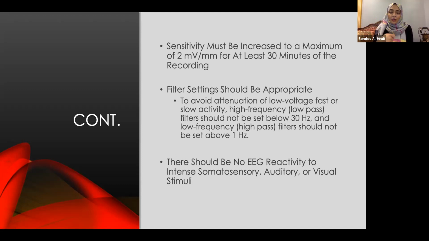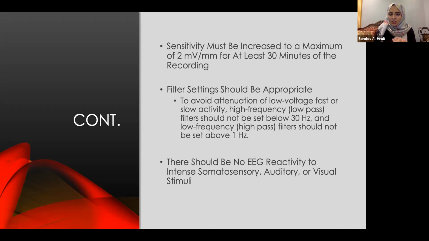While recording, your tech would be there stimulating. If not the tech, you as a physician might be there, either examining, stimulating, and seeing the EEG at the same time, and you should not see any EEG reactivity. There should be no EEG reactivity to any intense somatosensory, auditory, or visual stimuli.